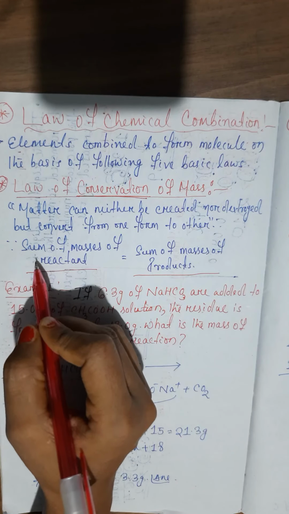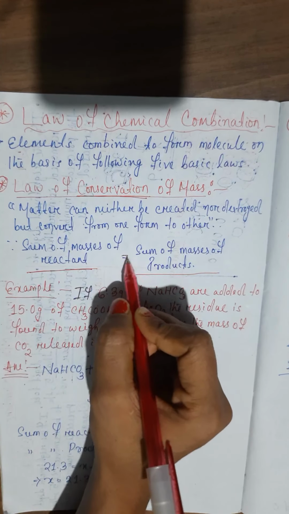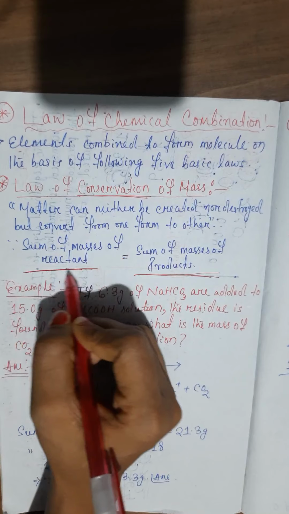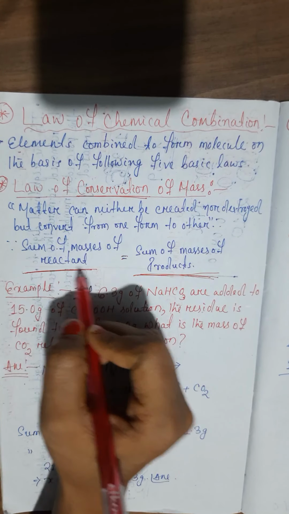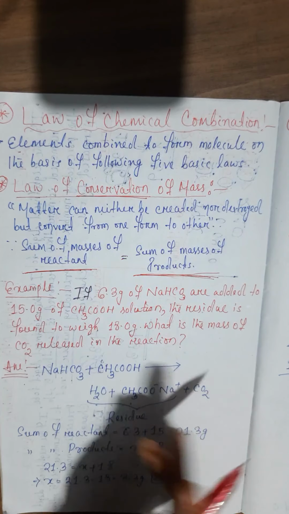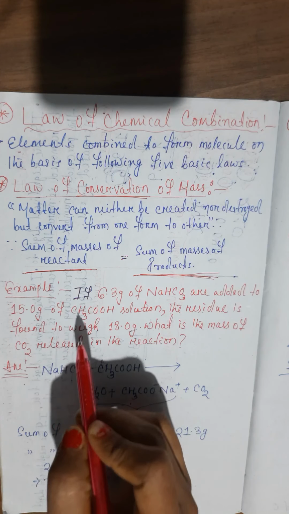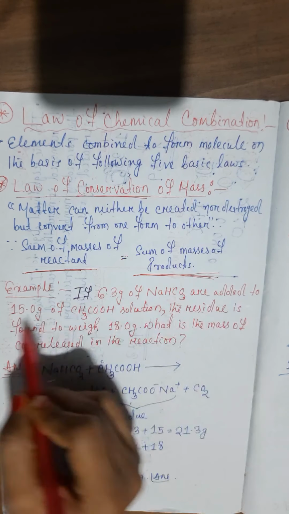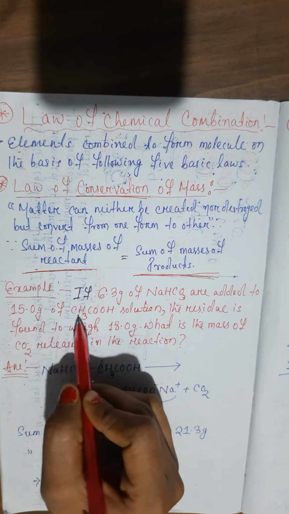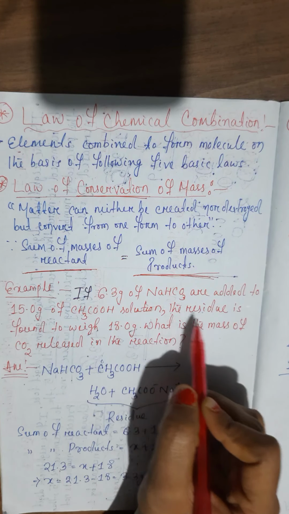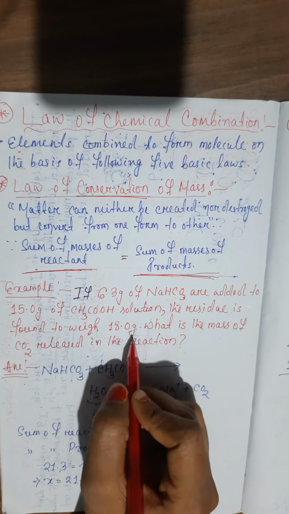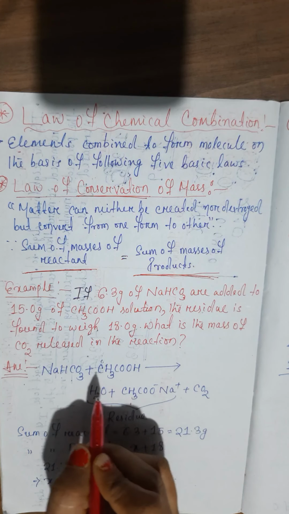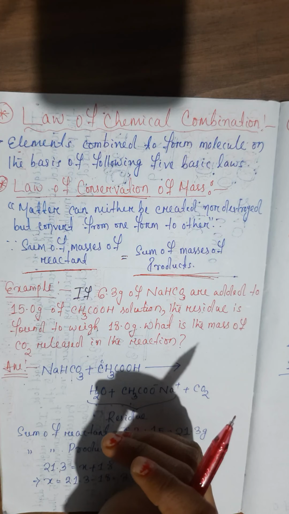So according to this law, the sum of the masses of the reactants is equal to the sum of the masses of the products. I have underlined this because it is important. Sum of masses of reactants is equal to sum of masses of products. So let's give one example. Question: if 6.3 gram of NaHCO3 is added to 15 gram of CH3COOH solution, the residue is found to weigh 18 gram. Then what is the mass of CO2 released in the reaction? It will be better if you write down the example so that it will be helpful for you.